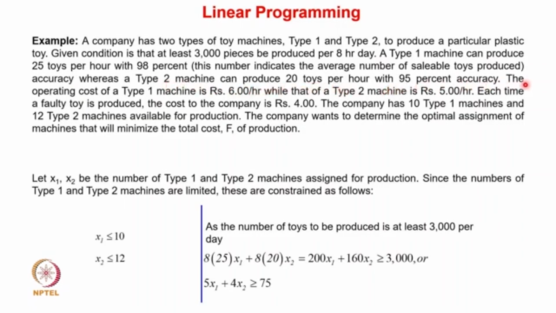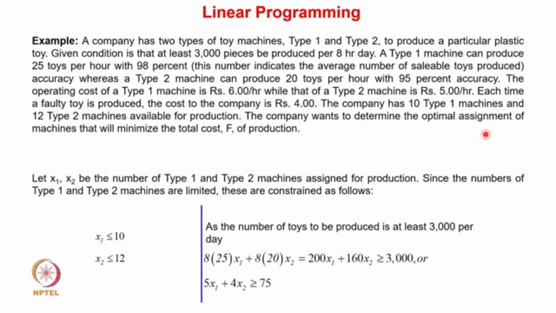with 95% accuracy. The operating cost of a type 1 machine is 6 rupees per hour, while that for a type 2 machine is 5 rupees per hour. Each time a faulty toy is produced, the cost to the company is 4 rupees. The company has 10 type 1 machines and 12 type 2 machines available for production. The company wants to determine the optimal assignment of the machines that will minimize the total cost for the production.